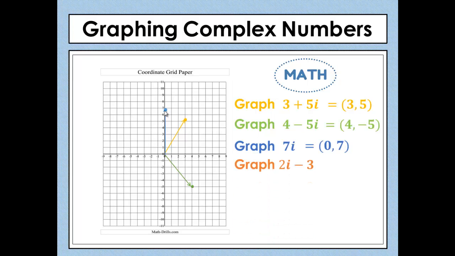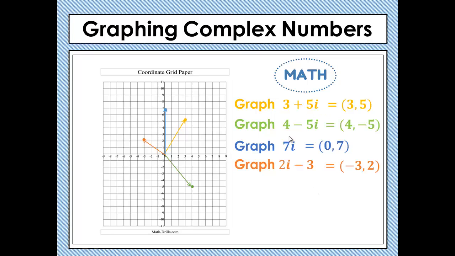And the last one is 2i minus 3. Even though these numbers are written in a different order, they still function the same. So 3, or negative 3, because there's a minus in front of it, is our real part. And 2 is our imaginary part because there's a 2 attached to i. So I go negative 3 on the real axis, and then I go positive 2 on the complex axis, so I go over negative 3 up to positive 2. Plot a point, and then I draw a line to it.